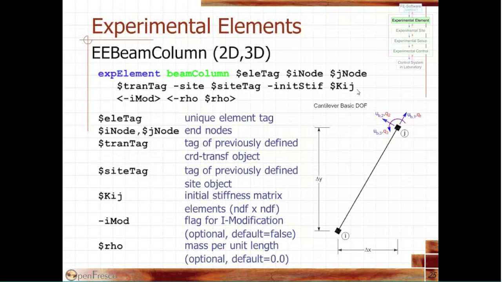And that can be determined through analysis, so you can analytically determine these stiffness components before you do the test, or you can go into the laboratory and impose small displacements on your specimen, measure forces, and calculate your stiffness from that. So there are different ways to do that, but we need to provide that initial stiffness matrix.